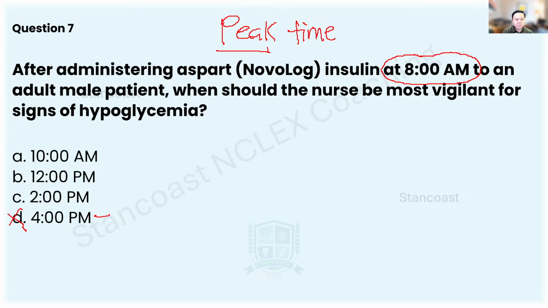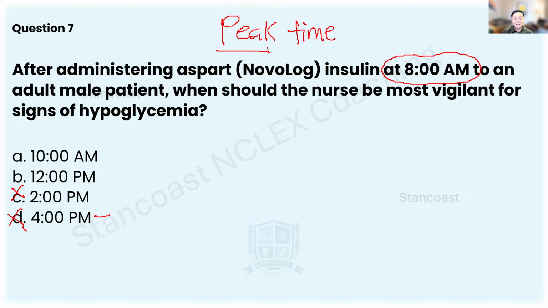If you had answered letter C, 2 p.m., how many hours is that? 9, 10, 11, 12, 1, 2. So that is 6 hours. That's basically the duration of action, 6 hours. So if you had answered letter C, the risk of hypoglycemia around this time is low at 2 p.m. because the effects of the Novolog have already diminished, right? So this is incorrect. Now, if you had answered letter A, 10 a.m., that is only 2 hours after the administration.